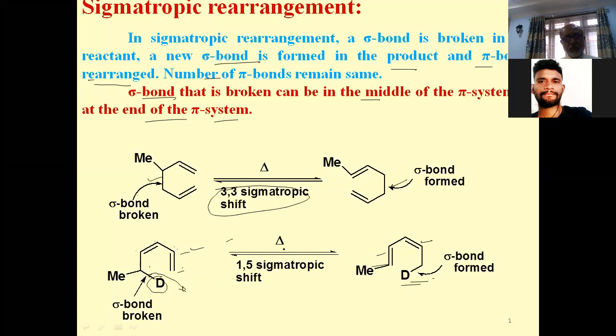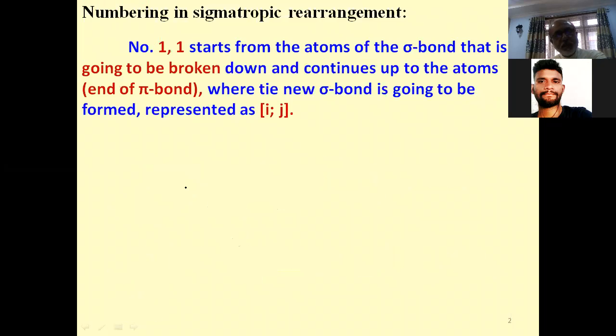So one thing that you see here, this is the 1-5 sigmatropic shift, and this is the 3-3 sigmatropic shift. How do we give this name? This numbering, where does it come from? So let us understand this first before we go to the reaction. Just next slide: numbering in sigmatropic rearrangement.